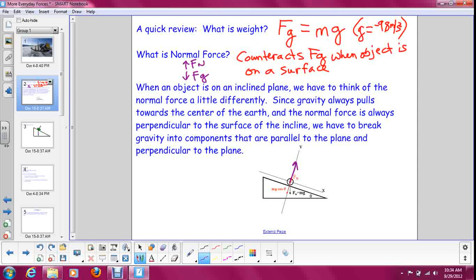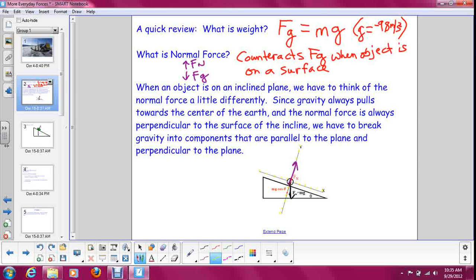So this is the normal force. Normal force is there, and gravity is here. So it gets a little weird. So we have to break gravity into components. Remember, we have the x part of gravity and the y part of gravity. But the normal force is already on our new y-axis, right? This is our new y, and this is our new x. And the normal force is already on our new y, so we don't have to break that down at all.